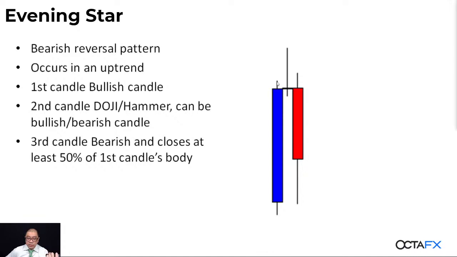Evening star is a bearish reversal pattern. It only occurs in an uptrend. First candle has to be bullish. The second candle has to be a doji or hammer. It can be a bullish or bearish candle. Same rule here, just in reverse. The third candle is bearish and closes at least 50% of the first candle's body. All right.